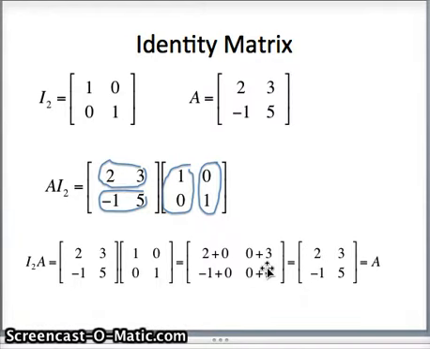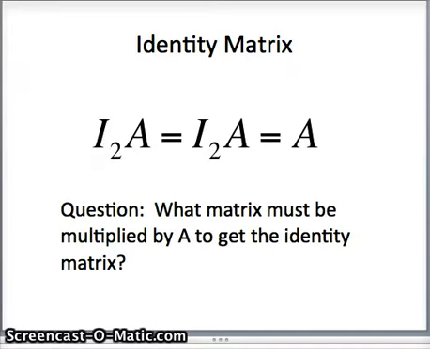The fact is that it will commute. If you take A times I2, that will also equal A. I encourage you to convince yourself of that. But the inverse matrix is defined in terms of the identity matrix. So here's what we're looking for. The point I was trying to make is the identity matrix commutes. I times A equals A times I, and in each case you get the identical matrix you started with. You get A back. And the question we want to ask is, what matrix must you multiply by A to get back the identity matrix?